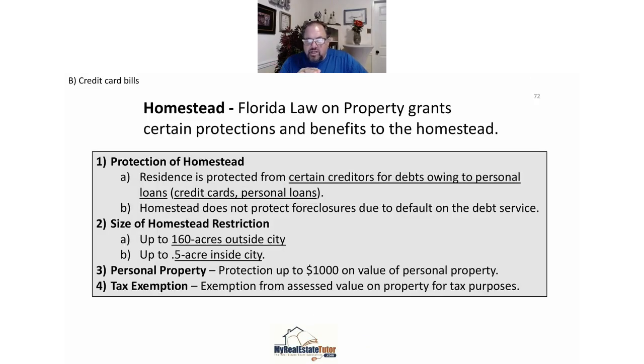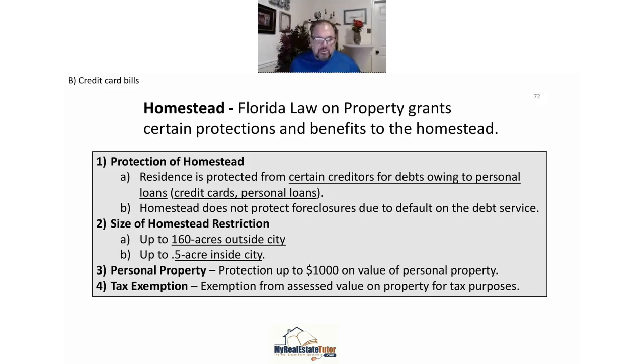Let's look at the definition of a homestead. The Florida law on the property grants certain protection and benefits to the homestead. Under 1, residents are protected from creditors for debts owing to personal loans and credit cards. It does not protect against foreclosure on default of the debt service. Only unsecured debt. The other thing you may see a question about is the requirements for homestead. Up to 160 acres, you're protected outside the city, and up to a half acre if it's inside the city or urban.